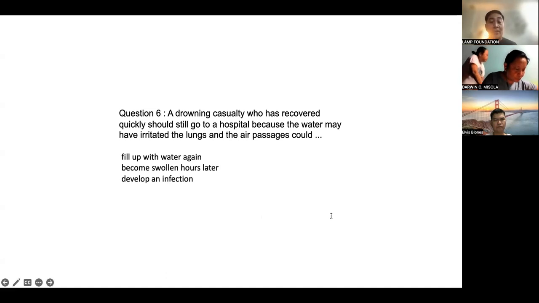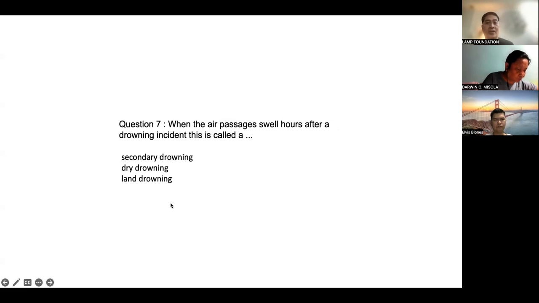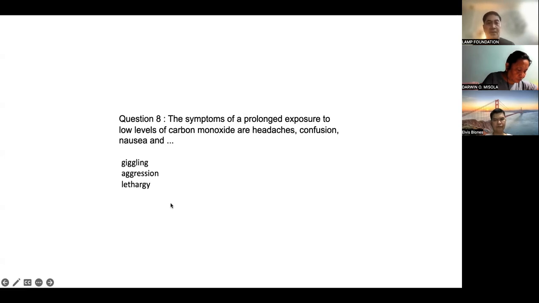Okay, we're now at number 6. What's your answer again for number 6? I think it becomes swollen an hour later. Okay. When the air passages swell hours after a drowning incident, this is called what? Secondary drowning.